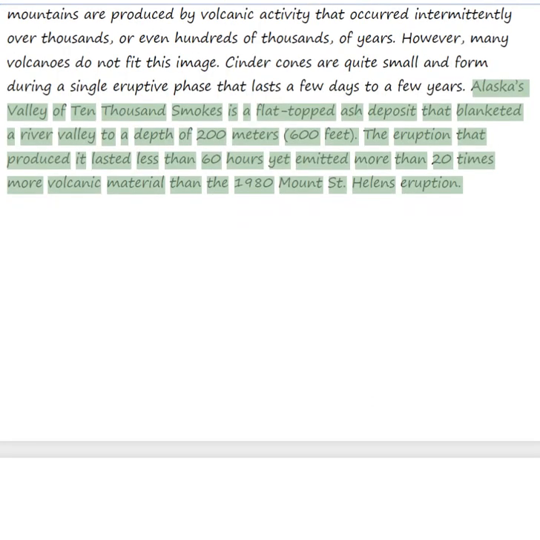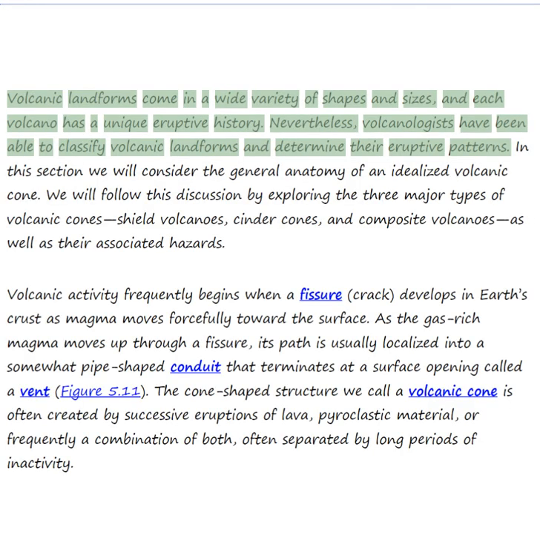Alaska's Valley of 10,000 Smokes is a flat-topped ash deposit that blanketed a river valley to a depth of 200 meters. The eruption that produced it lasted less than 60 hours yet emitted more than 20 times more volcanic material than the 1980 Mount St. Helens eruption. Volcanic landforms come in a wide variety of shapes and sizes, and each volcano has a unique eruptive history. Nevertheless, volcanologists have been able to classify volcanic landforms and determine their eruptive patterns.